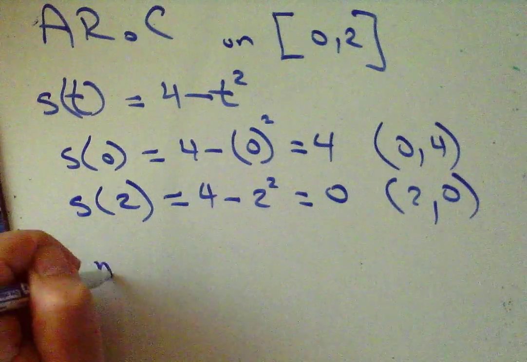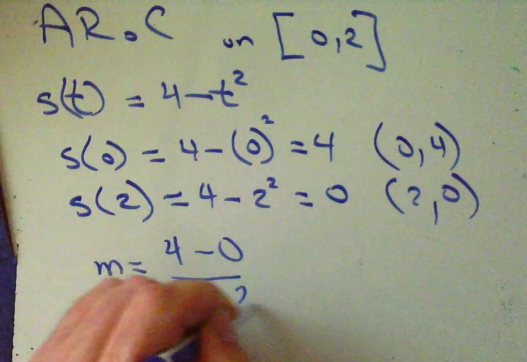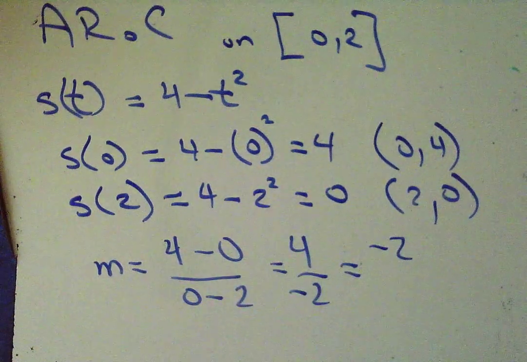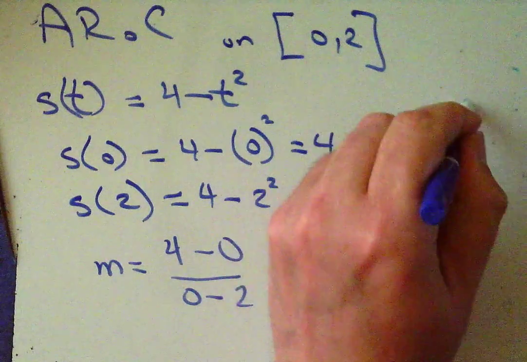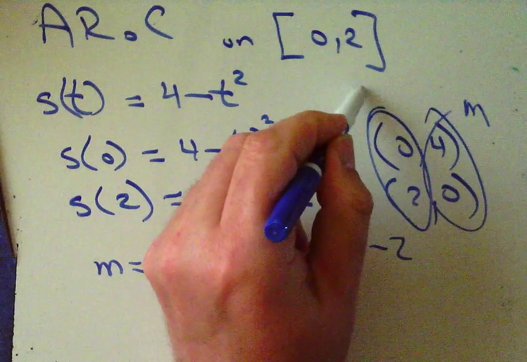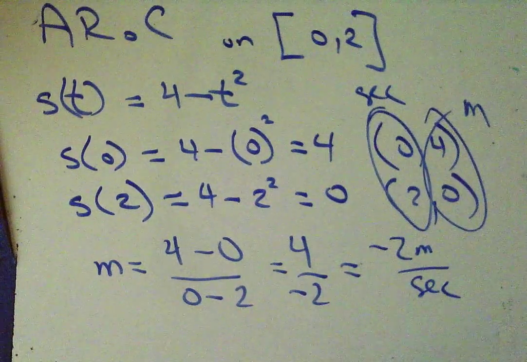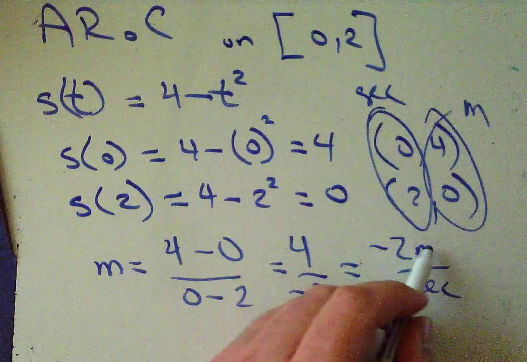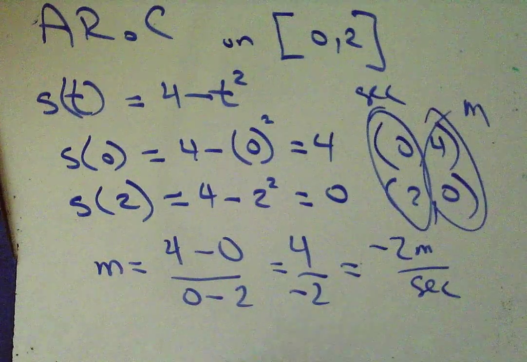Now let's use the slope formula to find that average rate of change. 4 minus 0 over 0 minus 2, 4 over -2, or -2. Now remember, we've got to have units. The units on our outputs are meters, the units on our inputs are seconds, so this is meters on top and seconds on the bottom. The height is changing, going down 2 meters for every second we travel. Now that's different from the first average rate of change, isn't it?